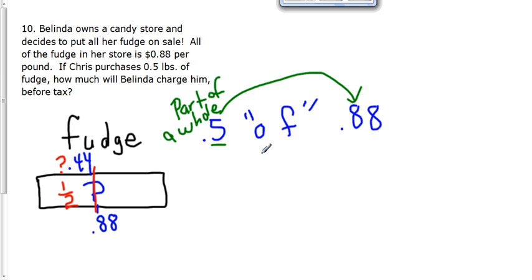Now, the keyword of does mean we're going to multiply. And usually you think of multiplying as numbers getting bigger. But since I'm not multiplying by a whole number, I'm multiplying by part of a number. I'm not taking the whole 88 cents, but I'm taking part of the 88 cents. It's actually going to get smaller. So if I set that up as a multiplication, I'm going to have 0.88 times 0.5.